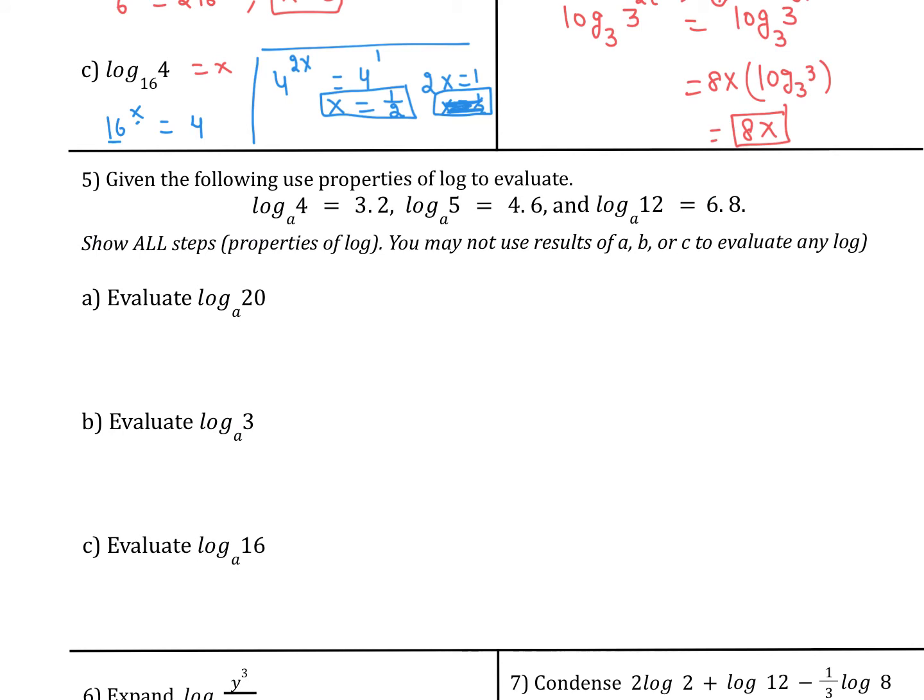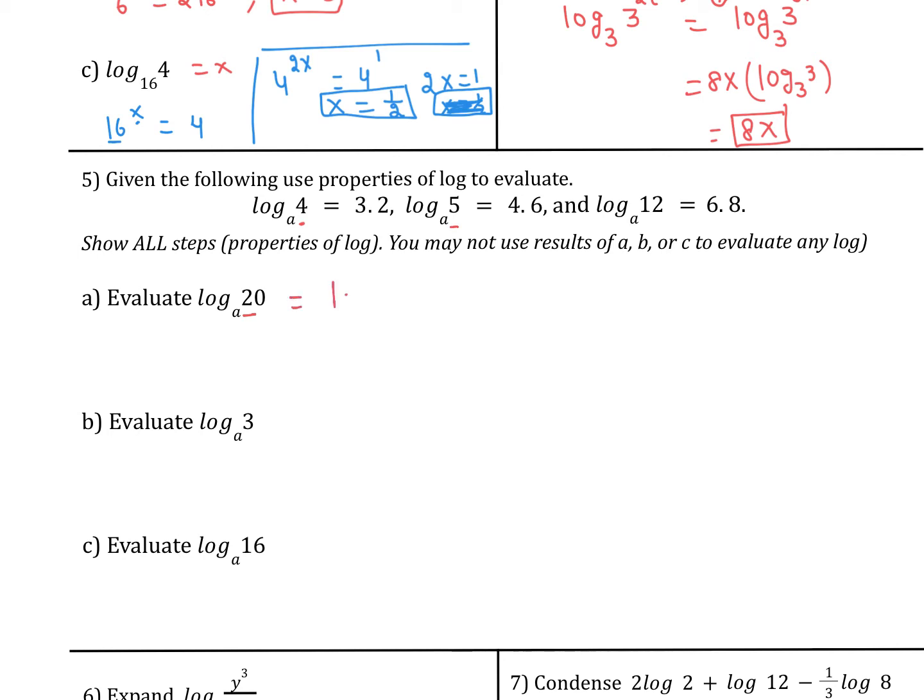So question number 5, given the following, use properties of logarithms to evaluate. Now log 4 is given as 3.2, log 5 is given as 4.6, and log 12 is given as 6.2. We're going to use these values and evaluate the following, letters A, B, and C. We will always try to break this 20 into a form so that we can use these values, out of any numbers that are on the top.